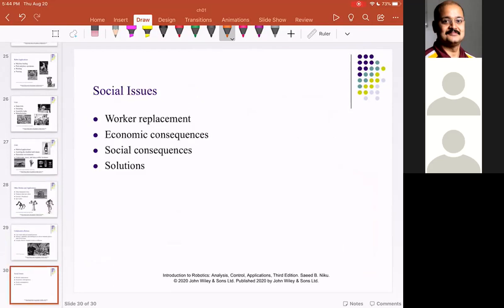So when we study robotics, we have to be aware of the implications of robotics on the economy. For example, whether it will replace workers, what the economic consequences and the social consequences are, and we have to come up with potential solutions.